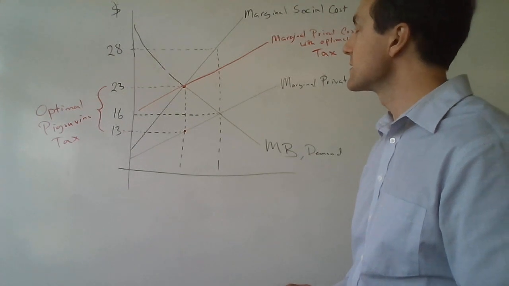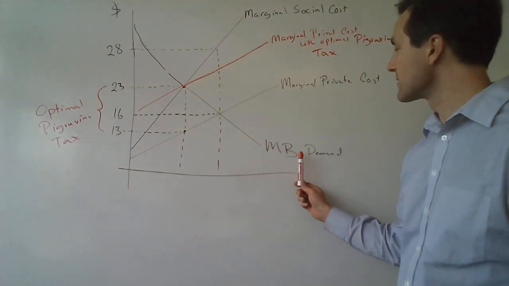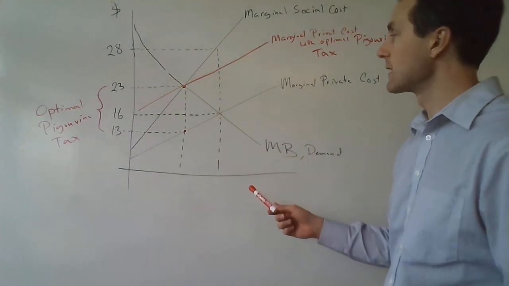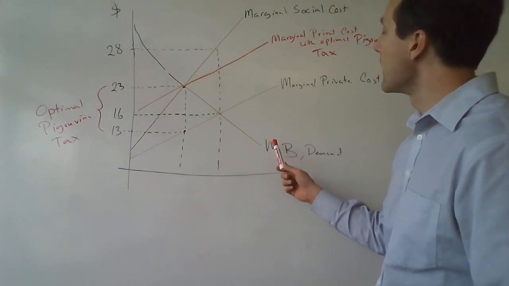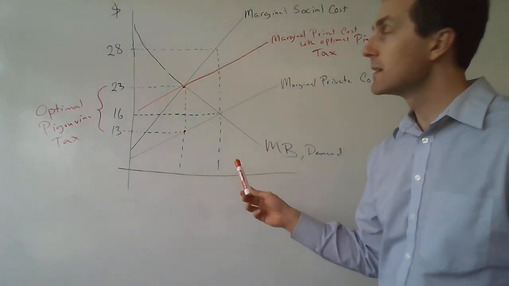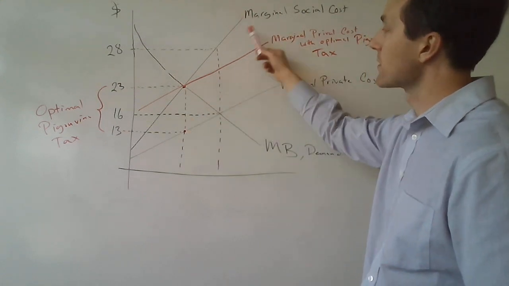Okay, so the situation we have here, notice that marginal benefit, which is also the demand curve, right? Marginal benefit is the height of a demand curve at any given quantity, right? And here's our private marginal cost curve, right? And also here's the marginal social cost curve, right?